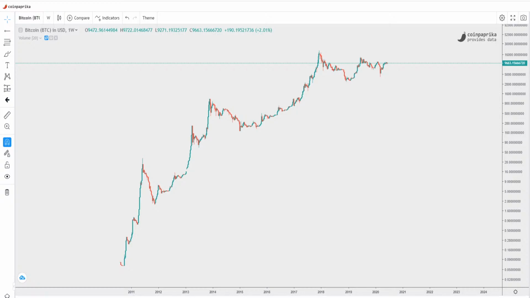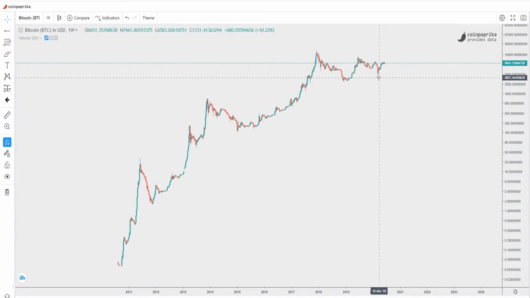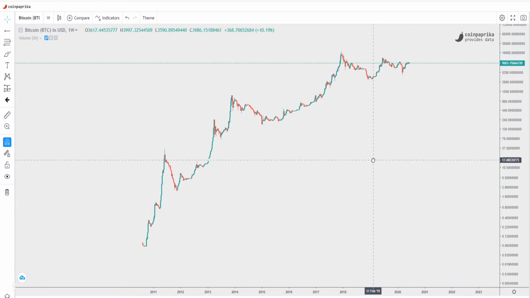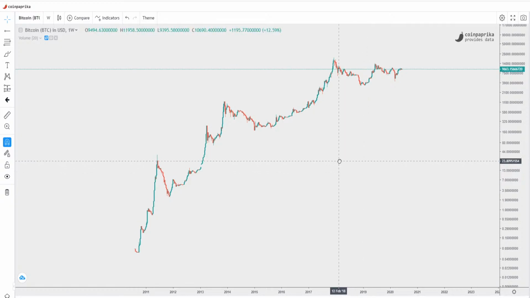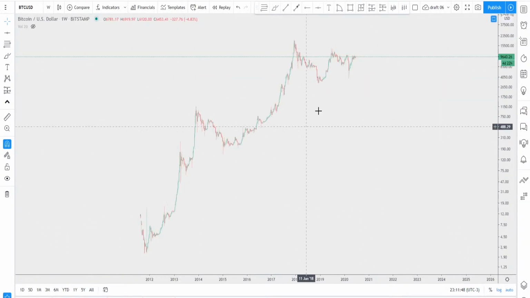So I want to take a quick look in the past to look at correlated events before taking a look at the current price. The rules are going to be, I'm going to use a range of 2 to 3 months. Let's start with this chart here from CoinPaprika, and then I will jump into the one for Bitstamp.